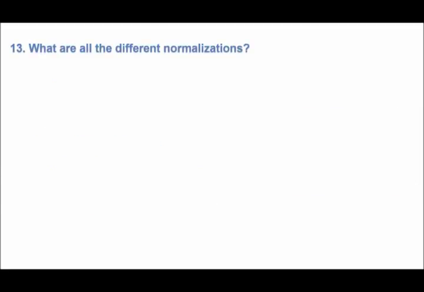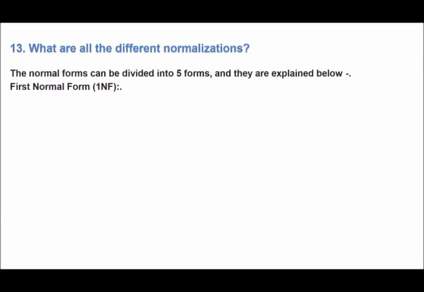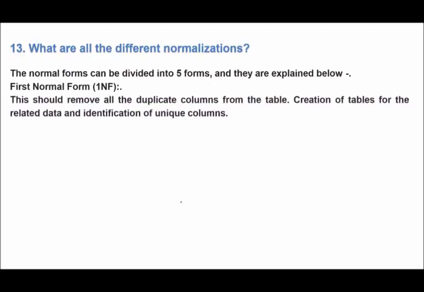What are the different types of normalization? How many types of normalizations are there? This is the question. Normal forms can be divided into 5 major forms: the first normal form, 1NF, 2NF, and so on and so forth. So we'll see all of these.